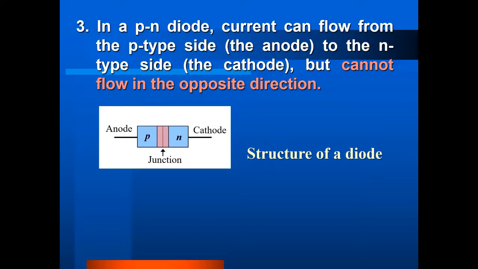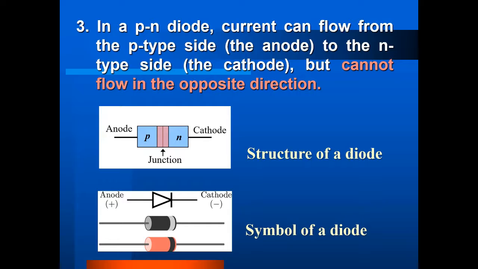And this is the structure of a diode. The anode consists of P-type semiconductor. The cathode consists of N-type semiconductor. And this is the symbol of a diode.